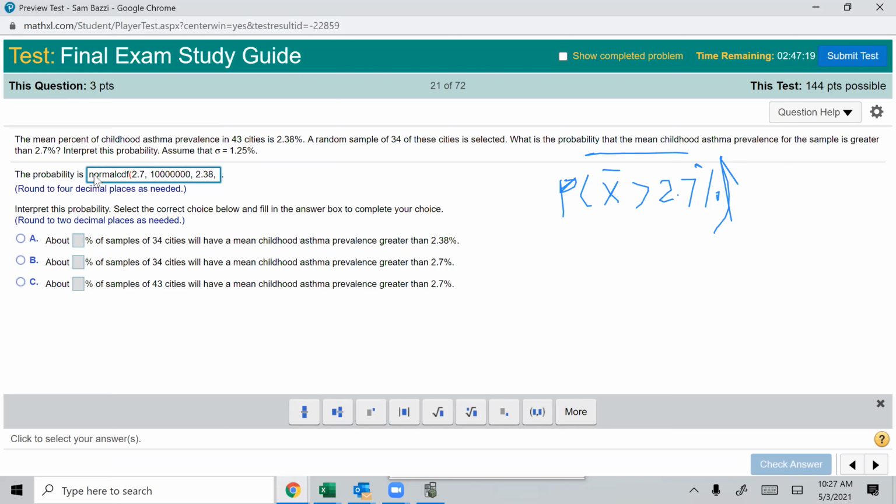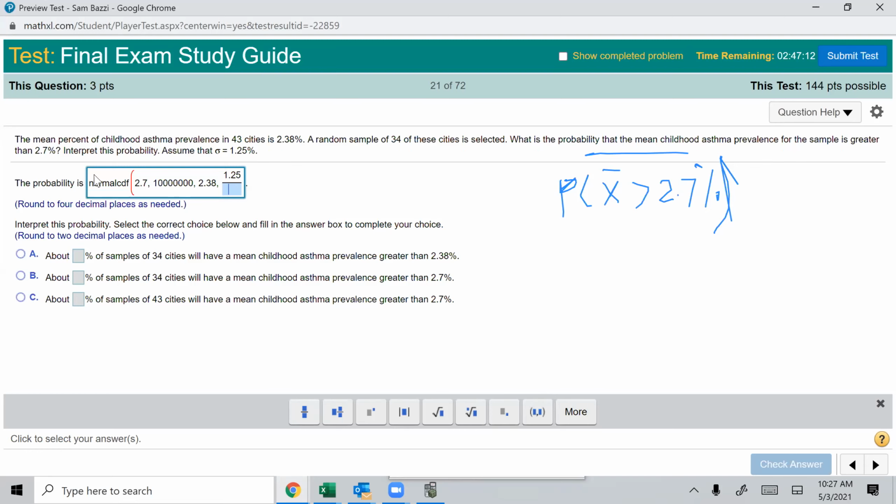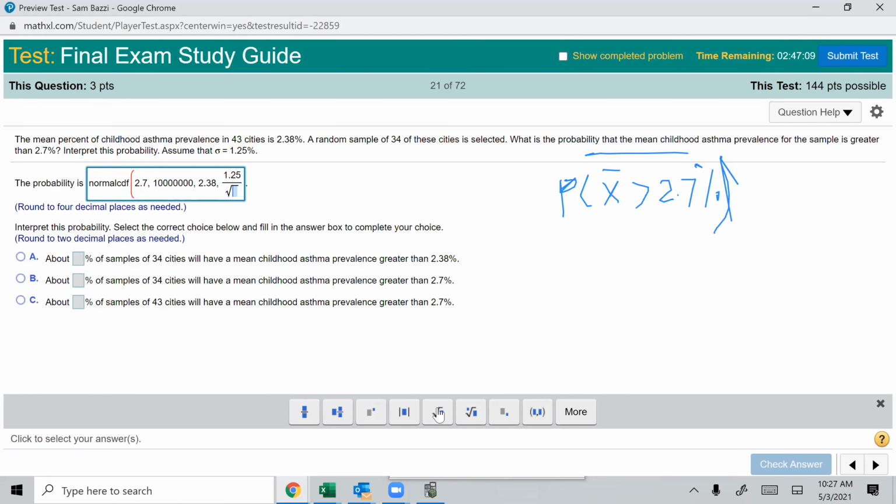Okay, standard deviation, guys. You have to be careful here. It's not 1.25. It's 1.25 divided by the square root of the sample size. And the sample size, guys, is 43 cities. So just divide by 43. And then you can get the answer. That would be it. Isn't it 34? Oh, 34. I'm sorry. You are correct, Sab. And then you do the math and you just get the answer.